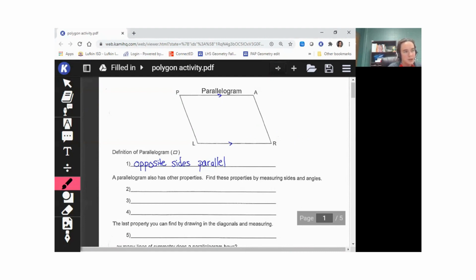Then if you measured these sides, you'd find out that PA and LR are congruent and PL and AR are congruent. The opposite sides are congruent. And if you measured your angles, you'd find that angle P and angle R are congruent, and that angle L and angle A are congruent. So opposite angles are congruent.